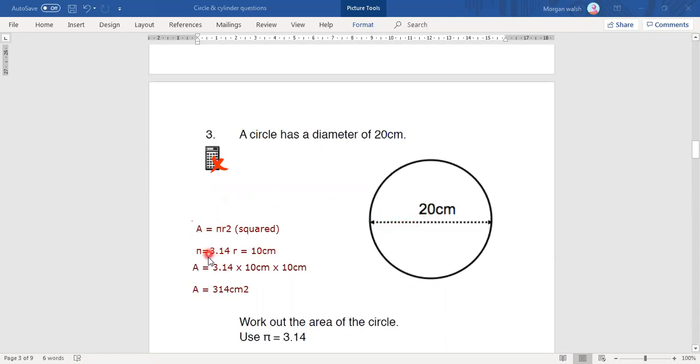So we put those numbers in the formula. A equals pi, 3.14, times the radius squared. Squaring a number means multiplying it by itself, so 10 squared means 10 multiplied by 10. What you don't do is multiply it by 2. Squaring doesn't mean multiplying by 2, it means multiplying by itself. So the area of the circle is 3.14 times 10 times 10, which is 314 centimeters squared. Note the units for area are always squared, because you're multiplying a centimeter by a centimeter.